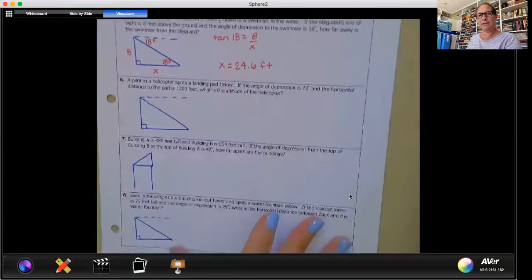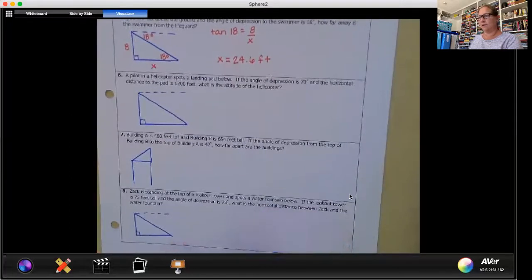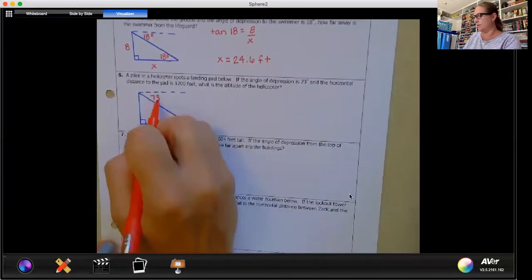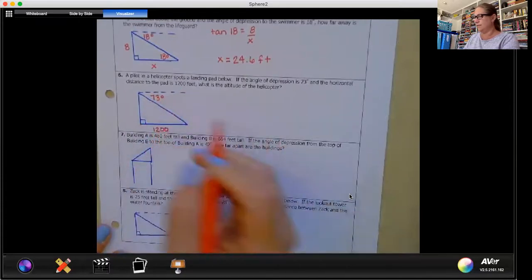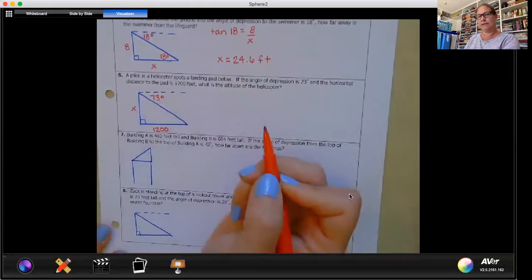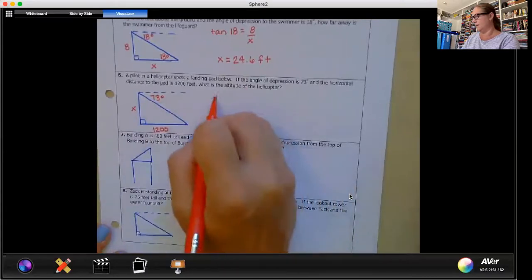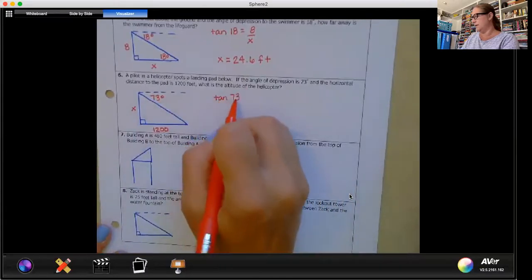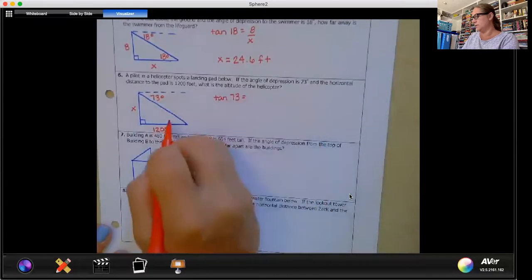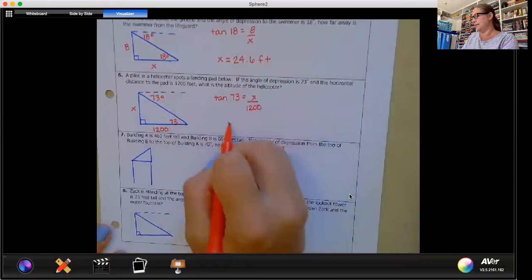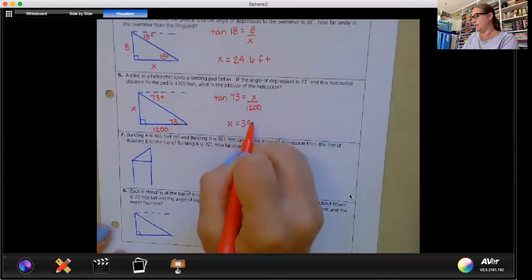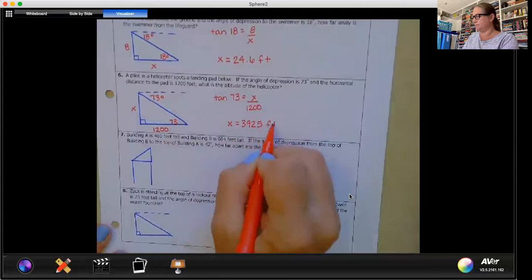A pilot in a helicopter spots a landing pad below. If the angle of depression is 73 degrees and the horizontal distance is 1,200 feet, what is the altitude? Altitude is how high the helicopter is. So tangent 73 equals opposite over adjacent, so 1,200 times tangent 73, which is 3,925 feet.